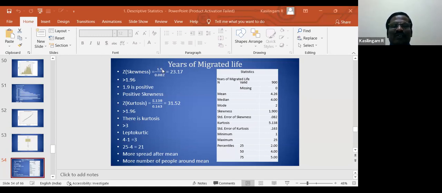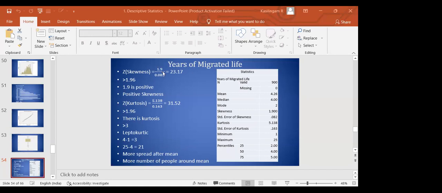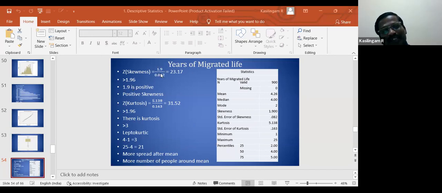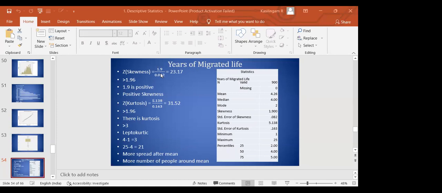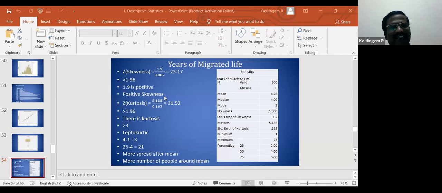Our skewness value is 1.9. So is it positive? 1.9 is positive or negative? Positive, which means positive skewness. Correct? Okay, let me show the diagram. Let me show the figure.